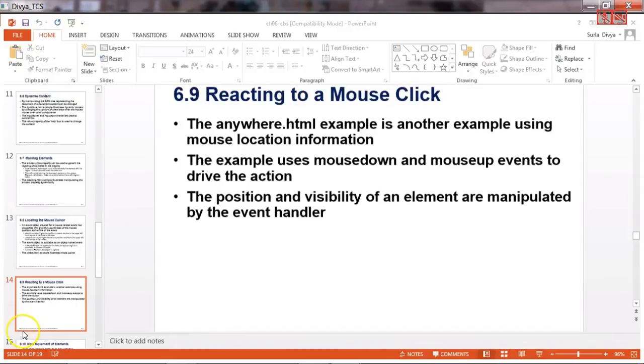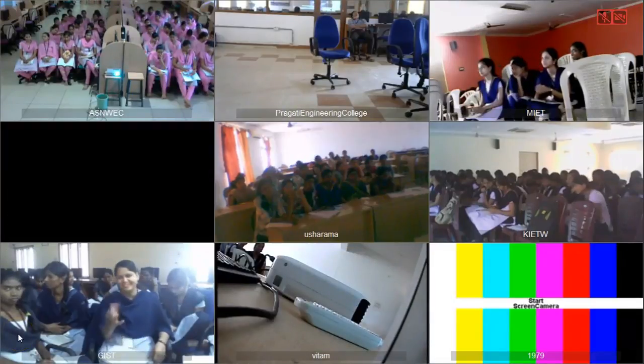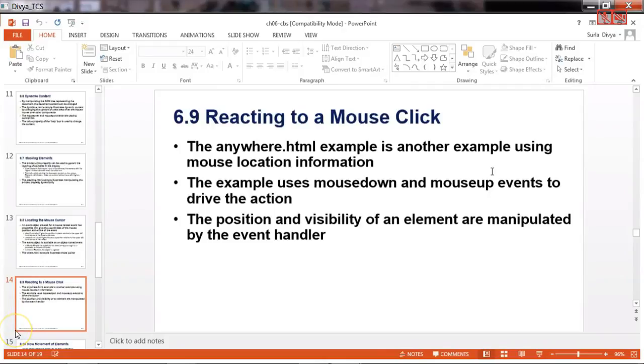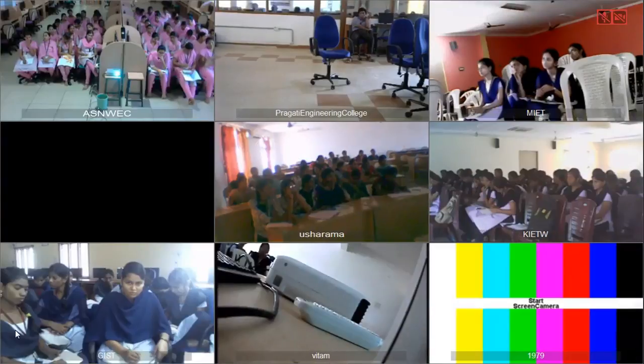So what it means is, when you actually click, some events happen on mouse down. The position and the visibility of an element are manipulated. So we'll see an example here of how mouse events basically work. Clicking on this, you can see a text, right? Please don't click here. On mouse up it is disappearing; on mouse down, like I'm clicking, it is showing some text.